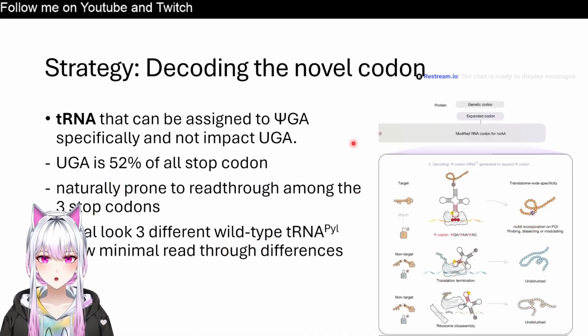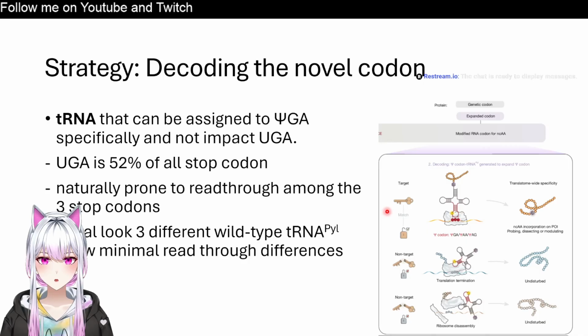Next, if you stop pseudouridine, you need some way for this tRNA to be assigned specifically to pseudouridine and not impact the normal UGA that we have. You need something to read pseudouridine specifically. It's very important because UGA, as I mentioned just now, is 2% of all stop codons, and it's actually very easy to be read through, meaning it can be bypassed. So you can imagine if the tRNA is not specific, there's going to be so much off target. There are so many off proteins that cannot go properly because the protein itself is not done properly.